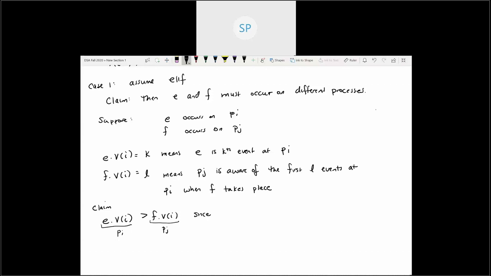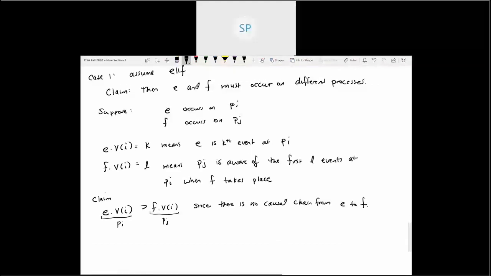I'll write a little explanation. So there's no causal chain from E to F, meaning Pj is not aware that E happened when F takes place. Okay? Now, any question about that claim? All right, well, that's enough.